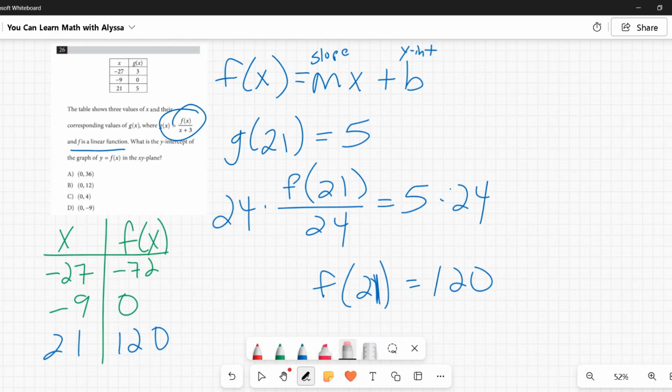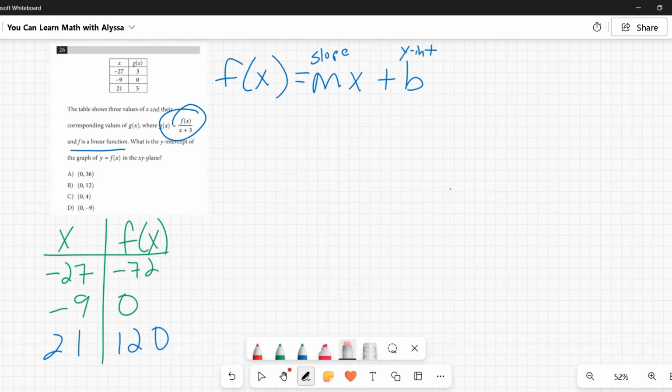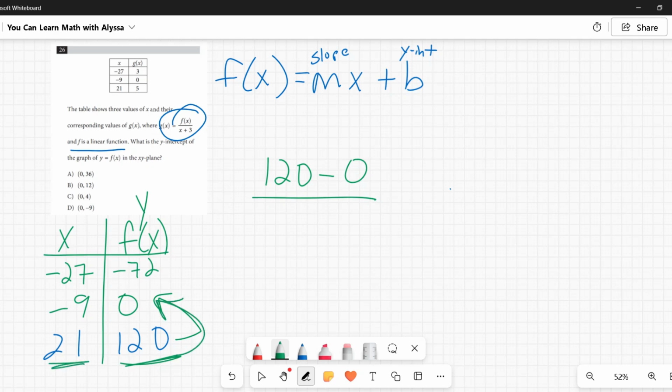So I can start figuring out my equation, my slope-intercept form. Okay, so for slope, I need to do change in y over change in x. So I need to take some y values, which again would be represented by my f of x. I'm going to put that on top and subtract those, and then put the x's on the bottom and subtract those. I can pick any two pairs. I'm going to pick these two pairs. So my change in y, I'm going to say 120 minus 0 on top. I started with this pair and subtracted that pair, so I need to do the same for the x's on the bottom: 21 minus a negative 9.